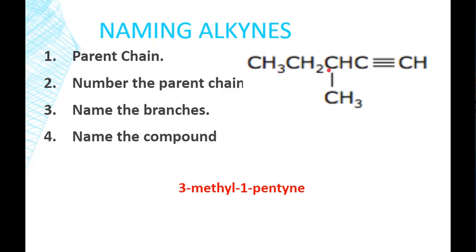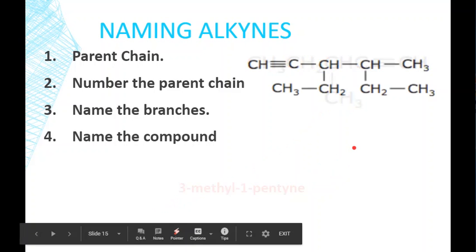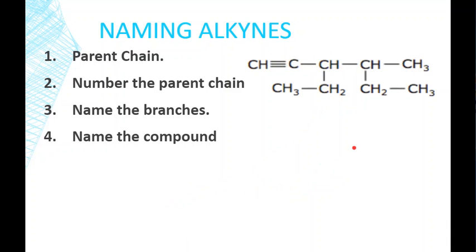1, 2, 3. On the third carbon, there's a methyl. So 3 methyl, 1 pentyne. How about this? Where's the longest chain that has the triple bond in it? 1, 2, 3, 4, 5. No. 1, 2, 3, 4, 5, 6. So it's going to be across and down and around. So this is hexyne. So my guess is it's going to be 1 hexyne. Is that a good guess, Miss Osman? Yeah, it's a good guess.